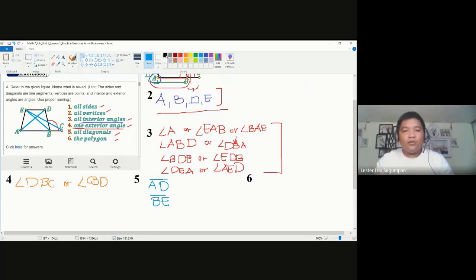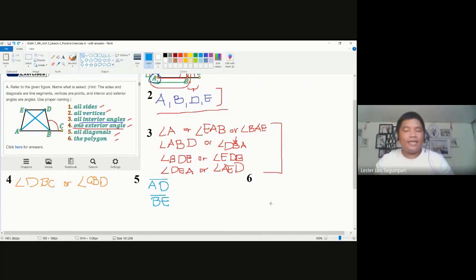You might argue, sir, I could close it here, and then I could draw the diagonal CE. Yes, that's correct if you could close this one, but we are just referring to what is given. Since C is not a vertex of the polygon here, we cannot draw that. That would mean we only have two diagonals here.